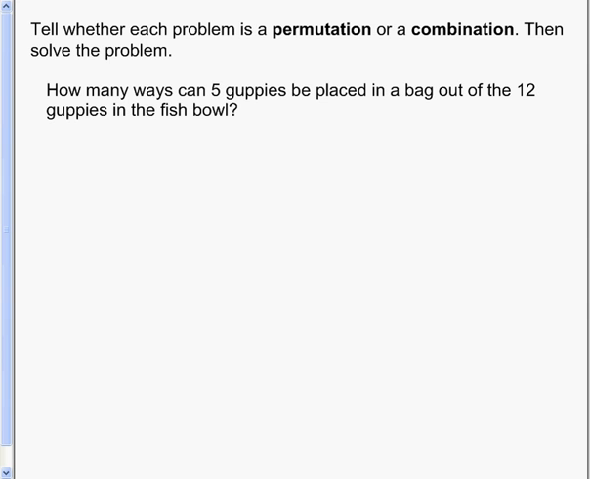Moving on. Now we have: how many ways can 5 guppies be placed in a bag out of 12 guppies in a bowl? Does order matter here in how the fish are put in? The answer is no. Because whenever you're making a group where there's not a title or position, it's going to be a combination, because order doesn't matter when you're making a group unless there's titles. So in this case, order doesn't matter.